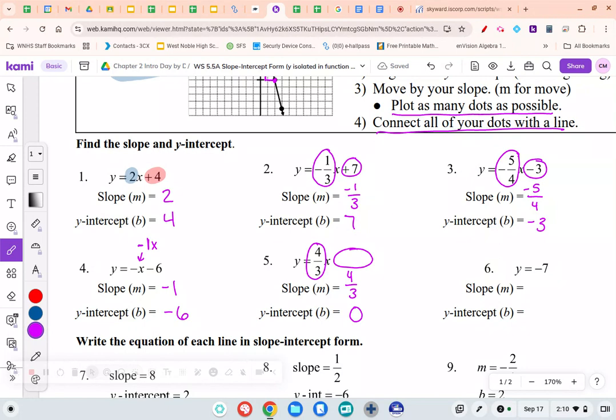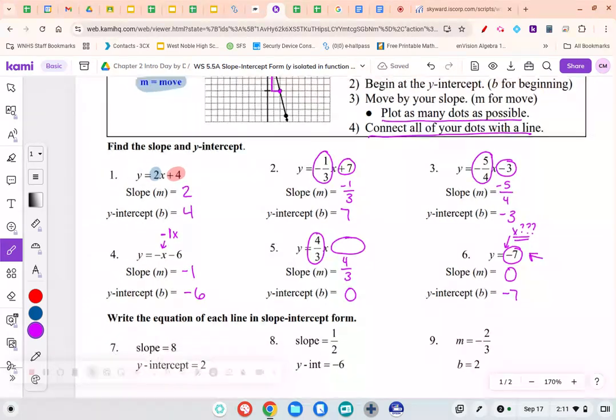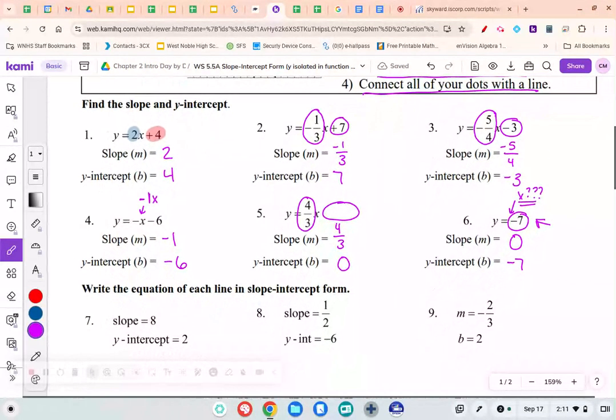And question 6 is also a little bit tricky because there's no x at all in this problem. Our y-intercept does exist though, it's just -7. When there is no x, that means our slope is 0. Now we've actually learned already how to graph this line. This is just a horizontal line here. That is when you have a slope of 0.